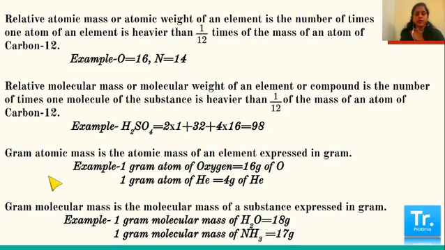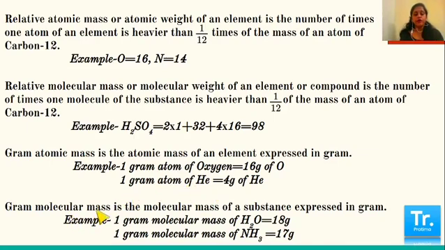Now the new topic for you is gram atomic mass. If I say 1 gram atomic mass, what do I actually mean? It is the atomic mass of an element, whichever element we are talking about. So gram atomic mass is the atomic mass of an element expressed in grams. Like if I say 1 gram atom of oxygen, I am talking about 16 gram of oxygen. If I say 1 gram atom of helium, I am saying 4 gram of helium.